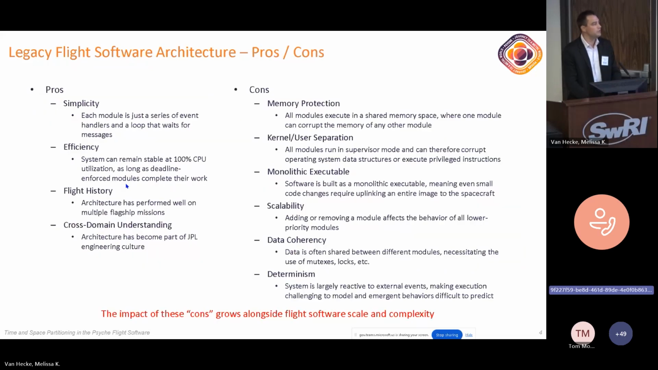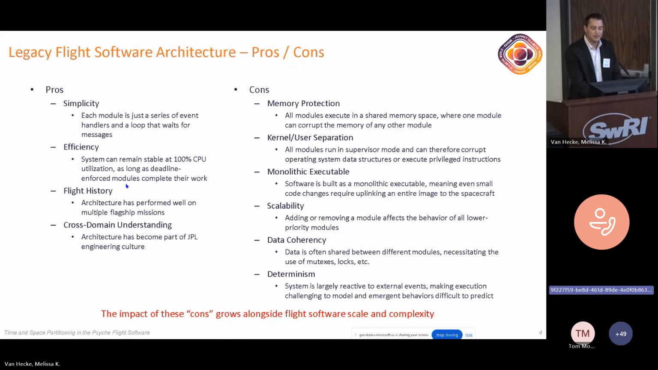Like I said, we've used this architecture several times in the past, and we have a pretty good handle on what its pros and cons are. On the pro side, it's pretty simple as far as implementing it in a flight software module. Each module is just a series of event handlers and a wait loop that waits on messages. It's also very efficient. We can use 100% of our CPU as long as those few deadline-enforced threads get their work done. It can be fully CPU efficient.